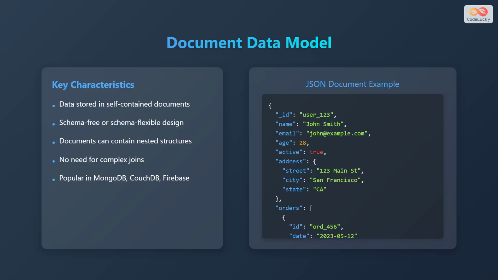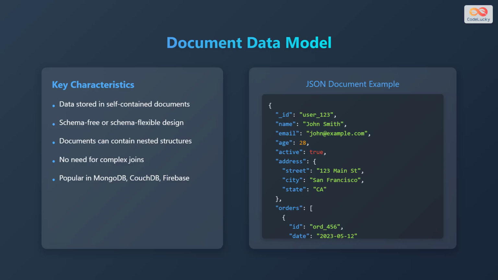Let's discuss the document data model. Data in this model is stored in self-contained documents. It features a schema-free or schema-flexible design, allowing documents to contain nested structures. Complex joins are not needed, simplifying data retrieval. This model is popular in databases like MongoDB, CouchDB, and Firebase.